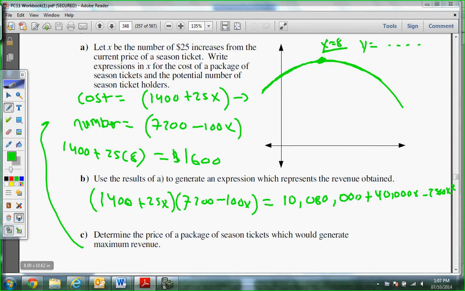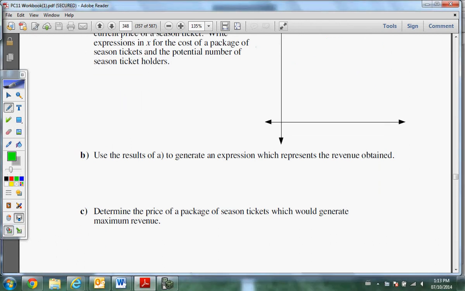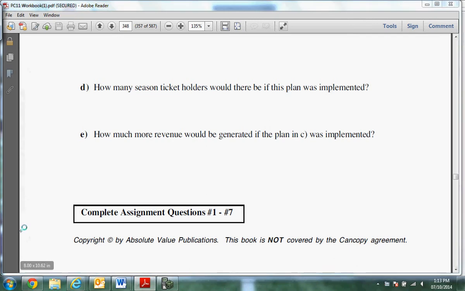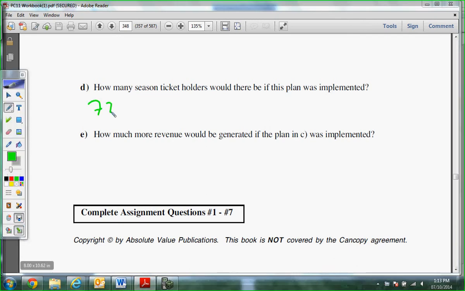Okay, all right, so we're going to go down here. For ticket holders, how many will we lose? Okay, we plug it into the other one, the number. We go 7,200 minus 100 times 8. We lose 800 people. So we'd get 6,400 people would be our new season ticket holder population.